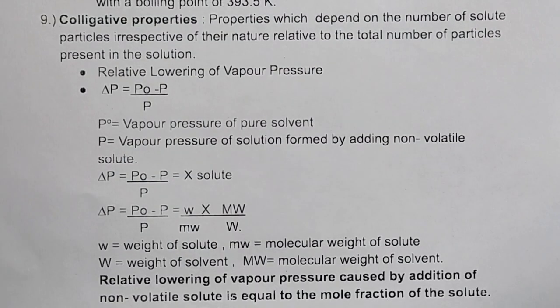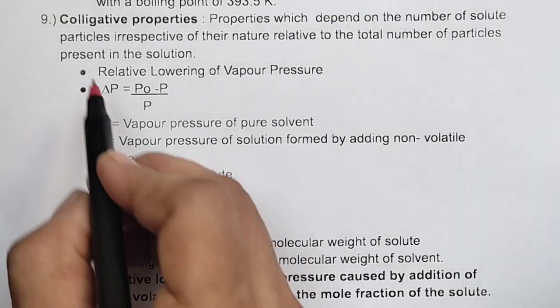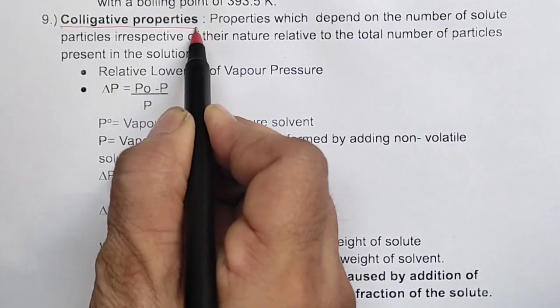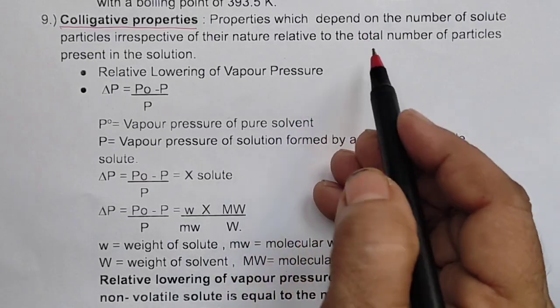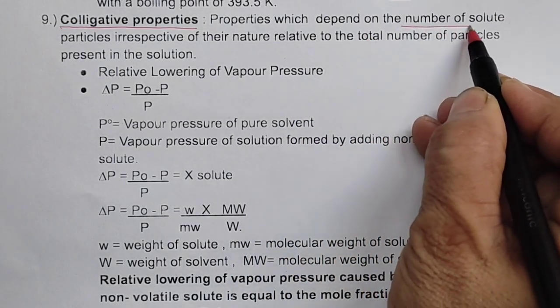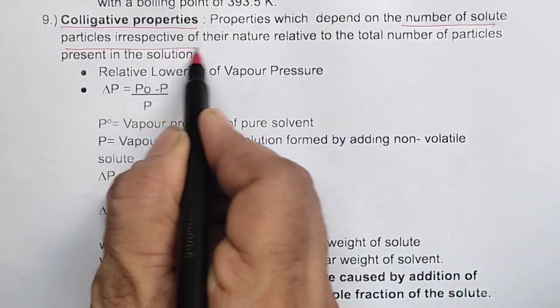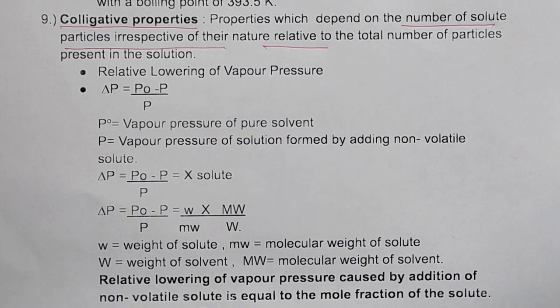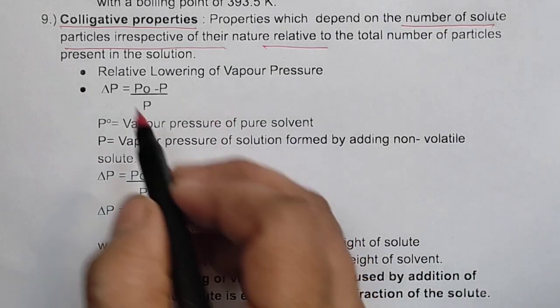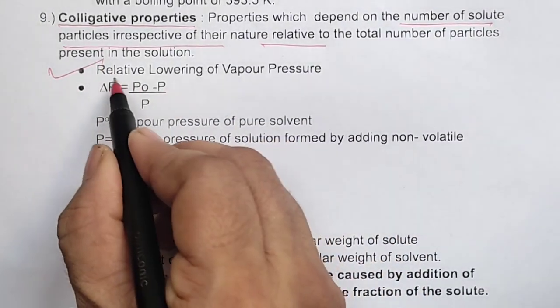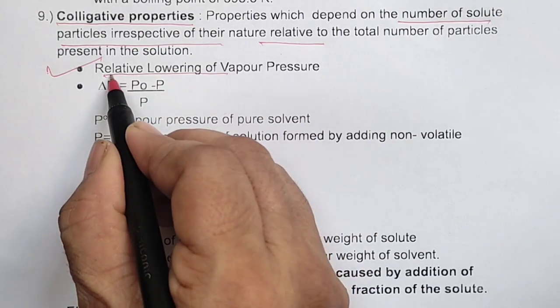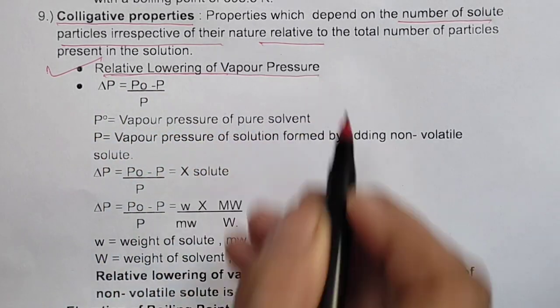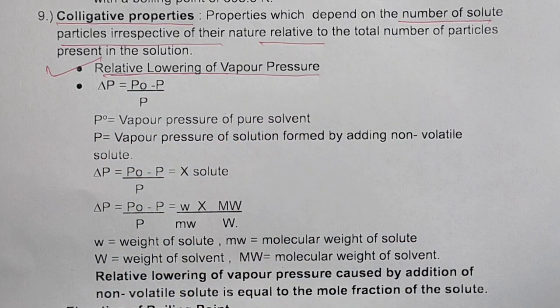Then we move on to the next topic, children, that is colligative property. Now what's a colligative property? Properties which depend upon the number of the solute particles, not on their nature, are called colligative properties. We have 4 colligative properties to study in this chapter. The first one is the relative lowering in the vapor pressure.